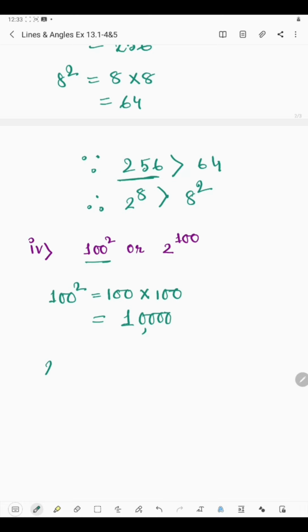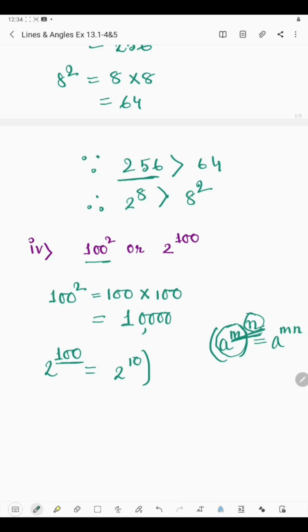Okay. Now we will have to find the value of 2 raised to the power 100. Now 100 can be written as 10 into 10. Now here we have one law of exponent which is a to the power m to the power n. When there is a power of a power, at that time we can just multiply the powers. So a to the power m to the power n is a to the power mn.